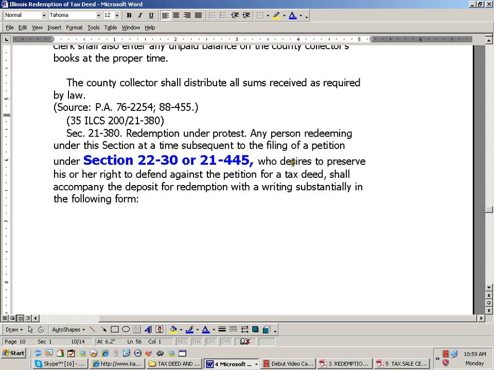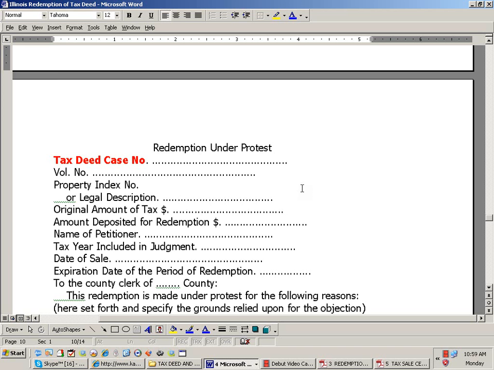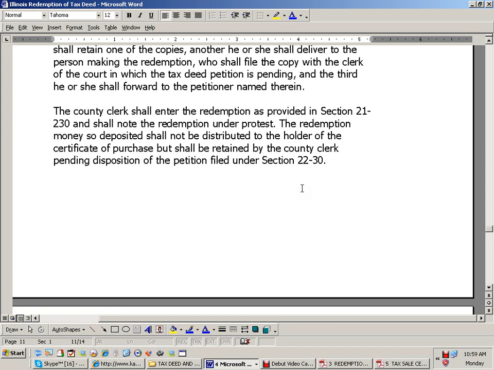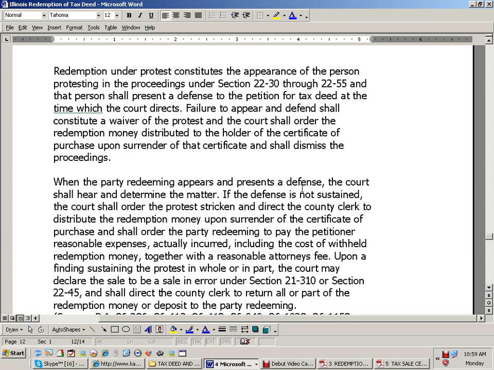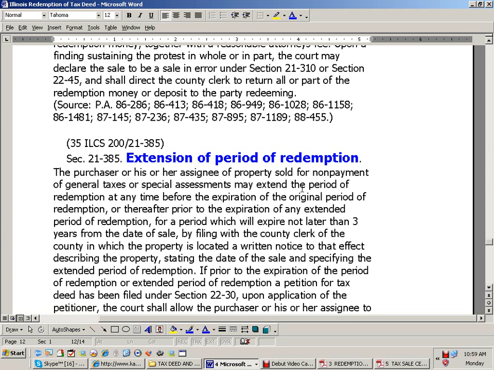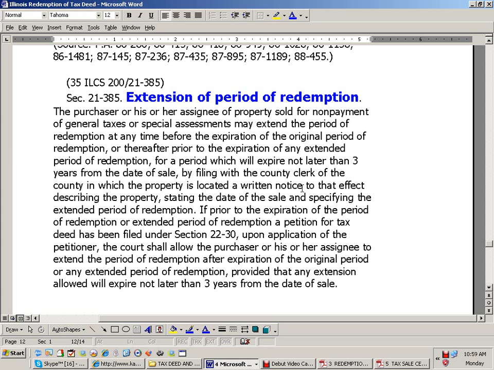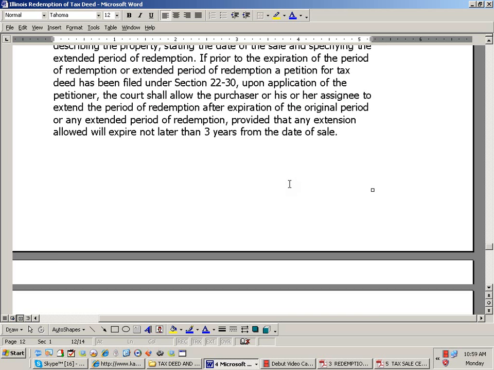Who desires to preserve his or her right to defend against the petition for tax deed shall accompany the deposit for redemption with a writing substantially in the following form. And then it tells you what it is. So that's really all I want to talk about. We'll find that out when you get to the next step. Go look at what those particular statutes were. And then 385 farther down is extension of period of redemption. So it looks like there's a way to extend the period of redemption.